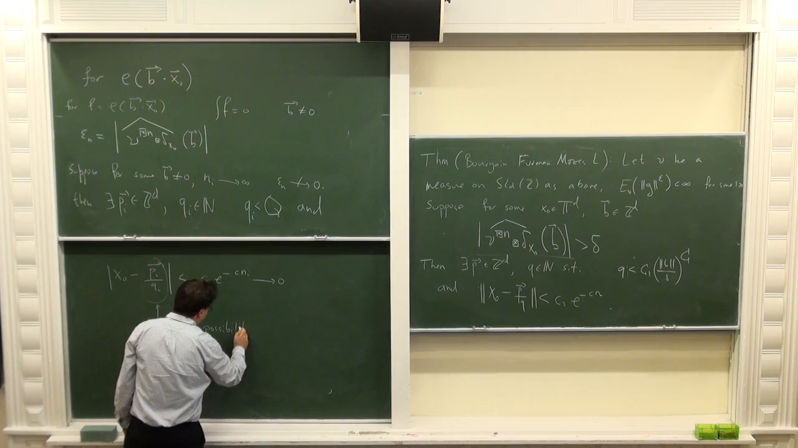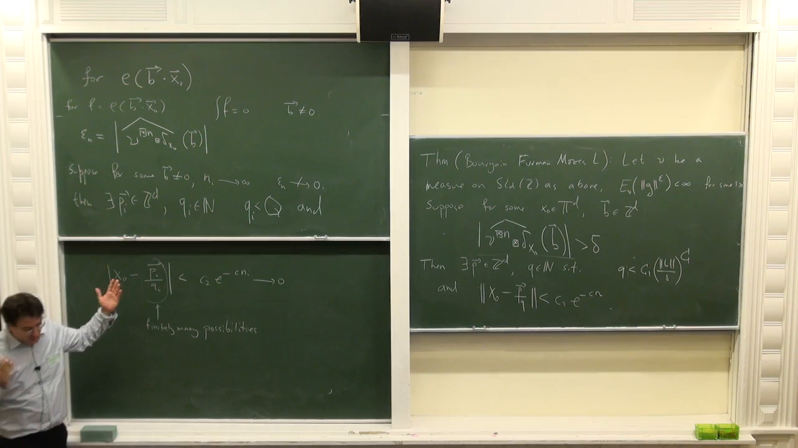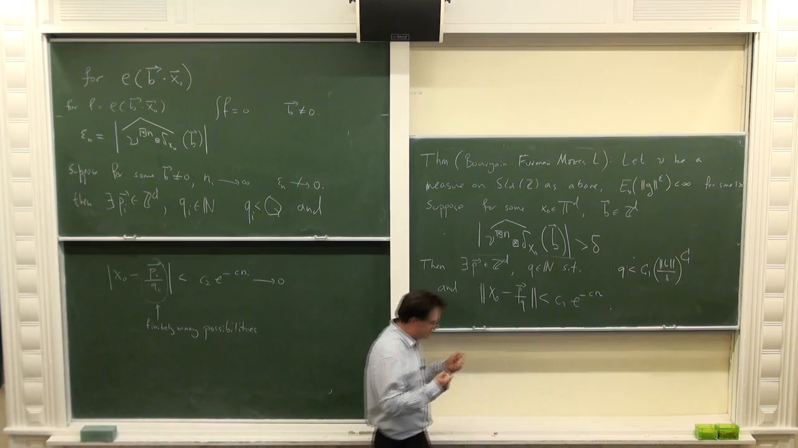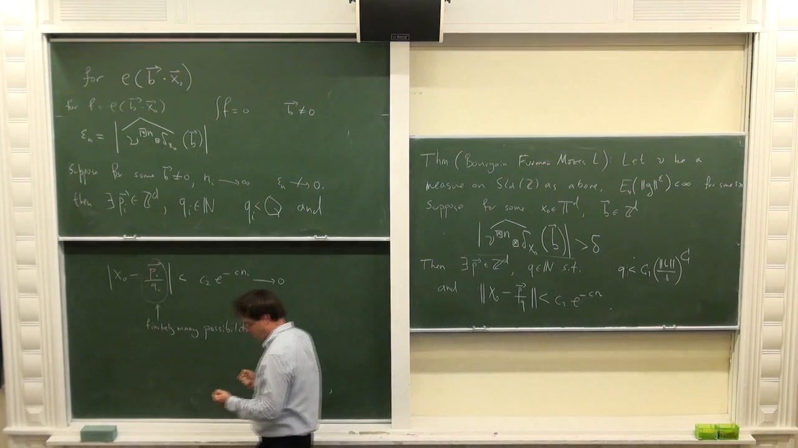The theorem gave me a uniform bound on the qi, and of course pi, I'm looking at everything modulo 1, pi has finitely many possibilities. So I can approximate my point arbitrarily close by one of these finitely many possibilities. At some point, all of these pi over qi would have to be fixed and would basically have to be equal to x0.